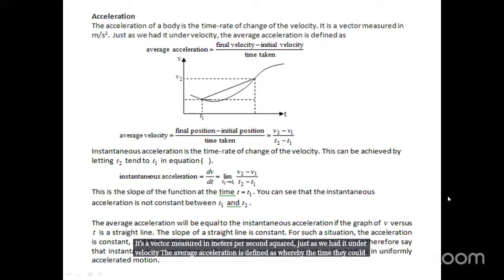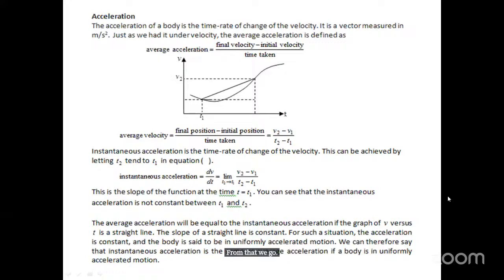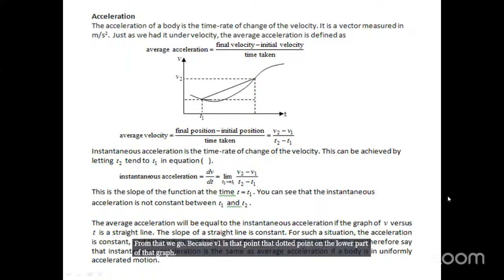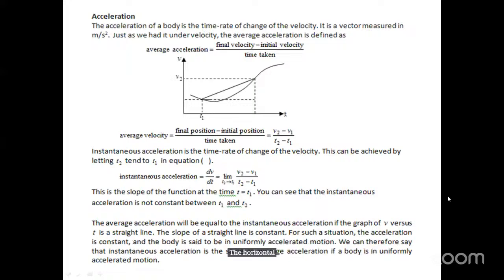From that figure, that would be V2 minus V1 over T2 minus T1. V1 is that dotted point on the lower part of that graph, the horizontal line. Then T2 is the other side of T1, that is where the dotted line comes down. That is T2.